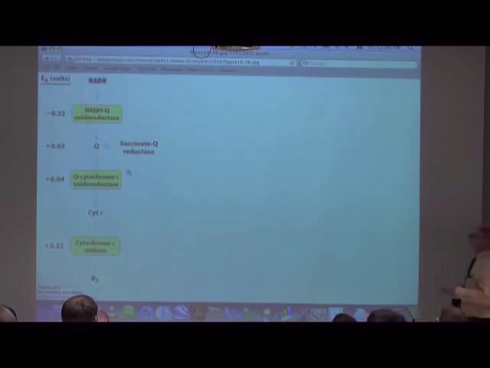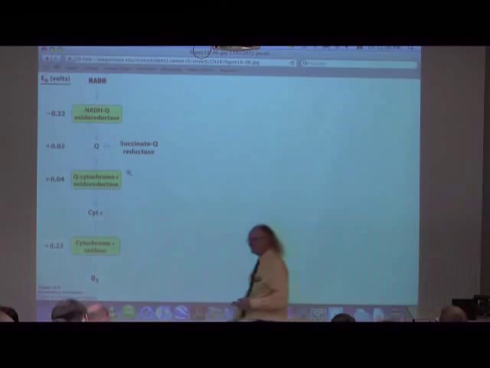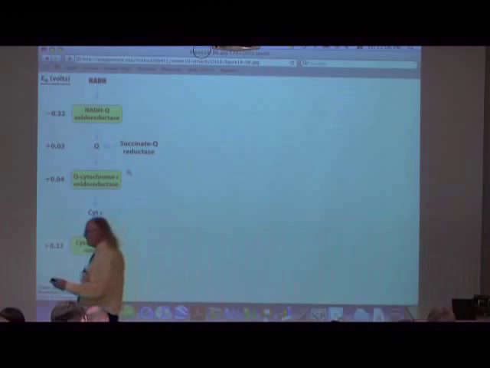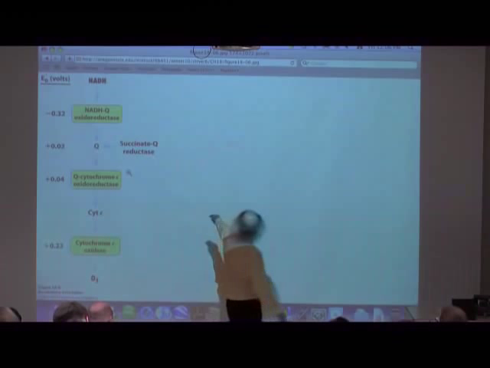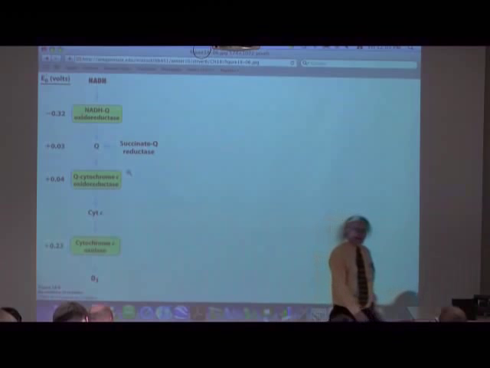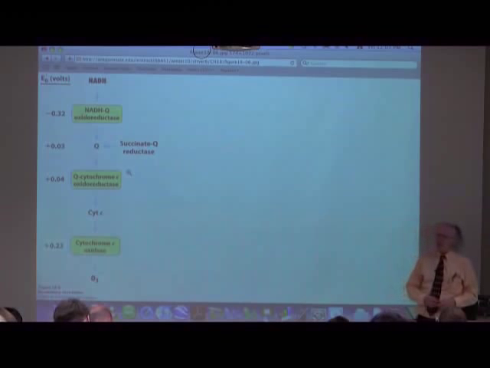NADH dumps its electrons off onto this guy right here, and this guy we call complex 1. Simple. It starts at complex 1, at least for NADH's electrons. Yes, you should know complex 1. FADH2 actually is over here. It dumps its electrons off onto this thing right here, the succinate Q reductase. And guess what? We call that one complex 2.